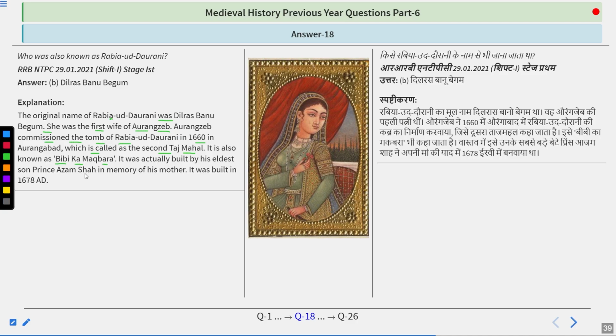It was actually built by his eldest son, Prince Azam Shah, in memory of his mother. It was built in 1678 AD. So remember, Dilras Banu Begum was also known as Rabia Ud-Dawrani. Aurangzeb's son created this tomb, which later became known as Bibi Ka Maqbara. It is in Aurangabad.